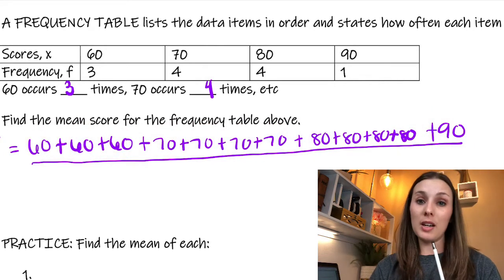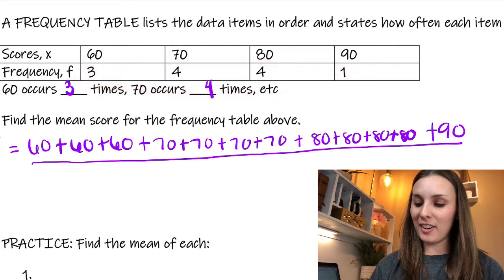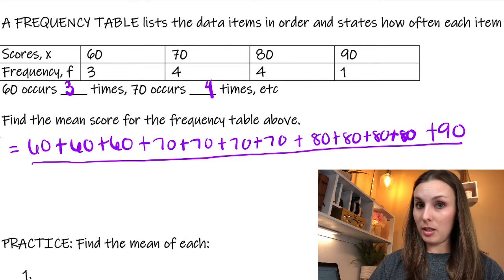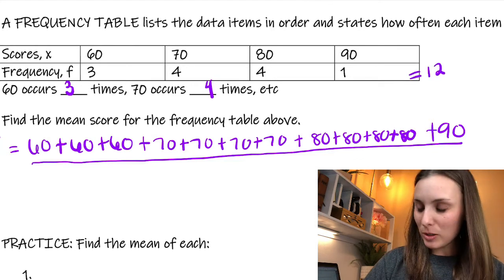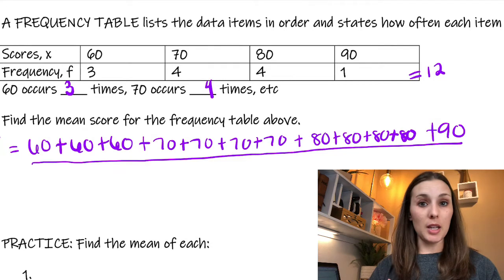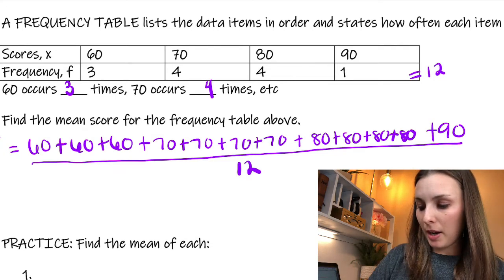Where could we get that number from the table? Let's look at this bottom row right here. Isn't this so neat? 3 plus 4 is 7, plus 4 is 11, plus 1 is 12. So that's where this 12 is coming from, that frequency. That's the number of items or elements in this set. So we're dividing by 12.